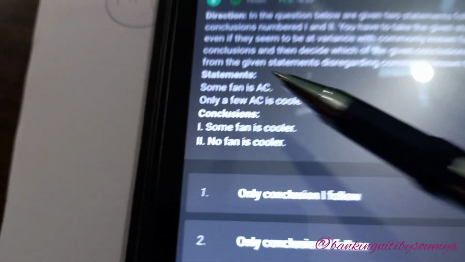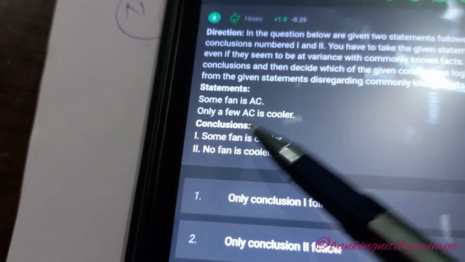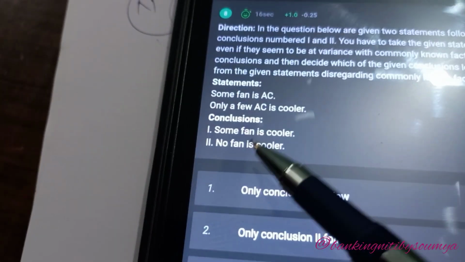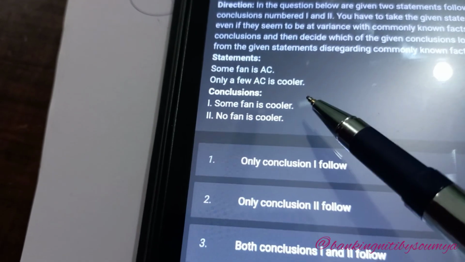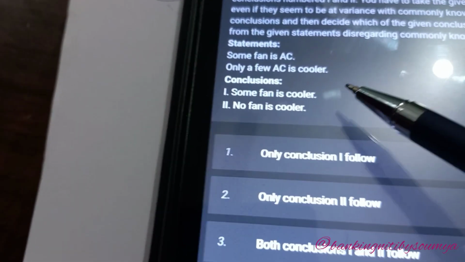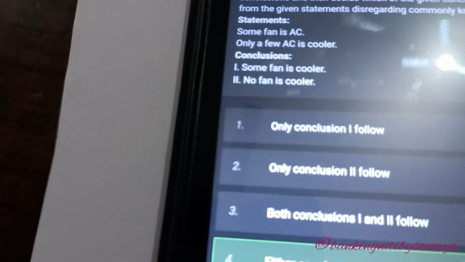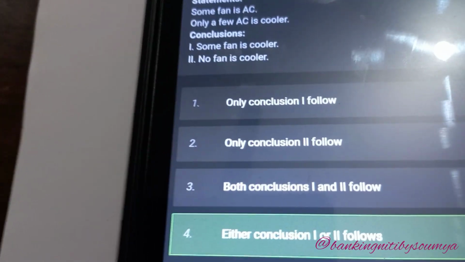The elements which are being used, like in this question we can see in the first conclusion, fan and cooler is used, and in the second conclusion also there is fan and cooler. So the first conclusion is a positive sentence and the second conclusion is a negative sentence. So we can approach our either or condition.